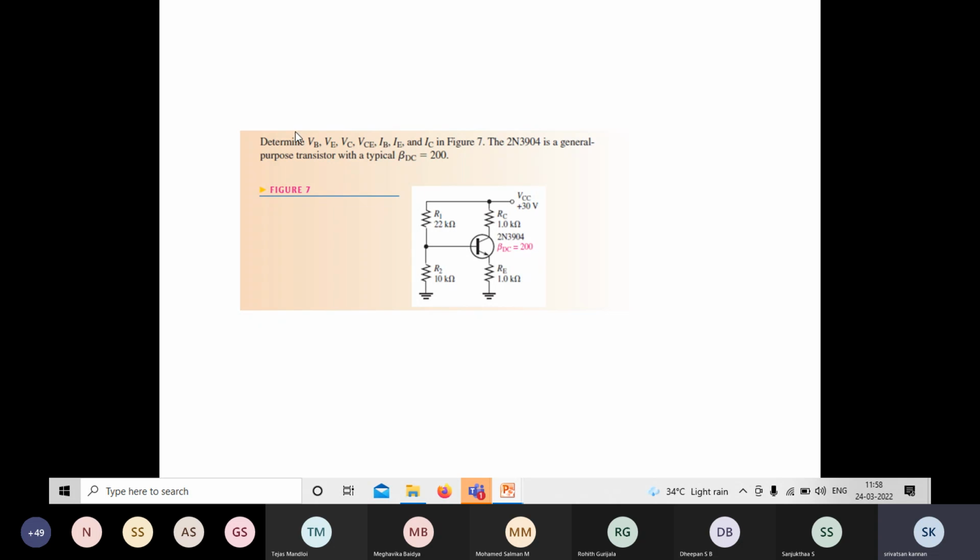So can you calculate the values for the circuit: VB, VE, VC, IE, IB, and IC? And beta DC is given. What is the relation with beta DC? IC is equal to beta DC times IB. So do this calculation for a while and I'll tell you.